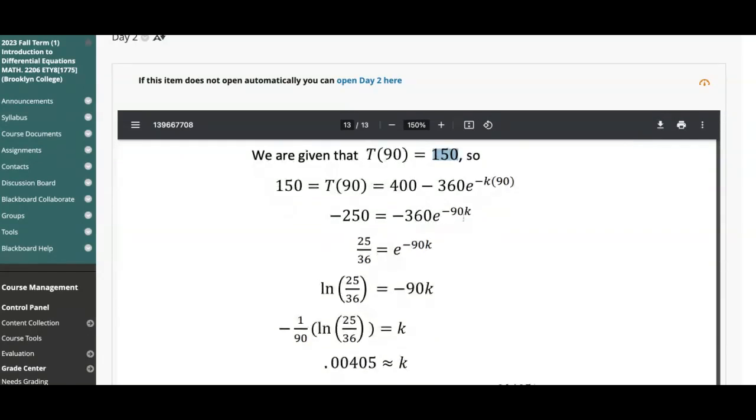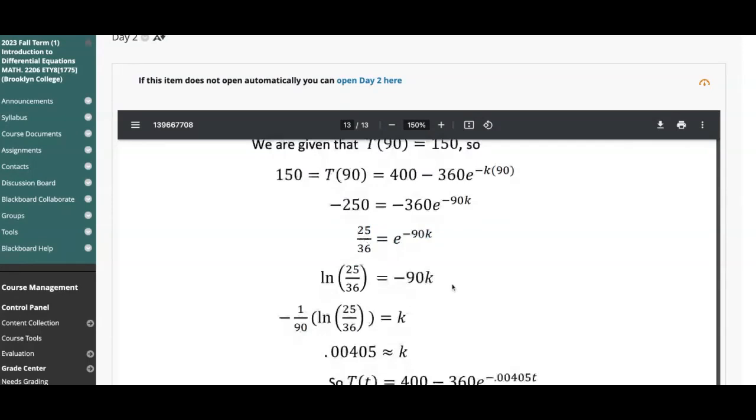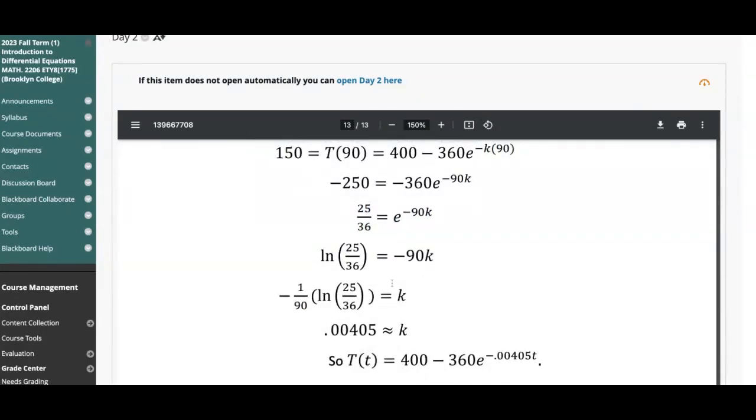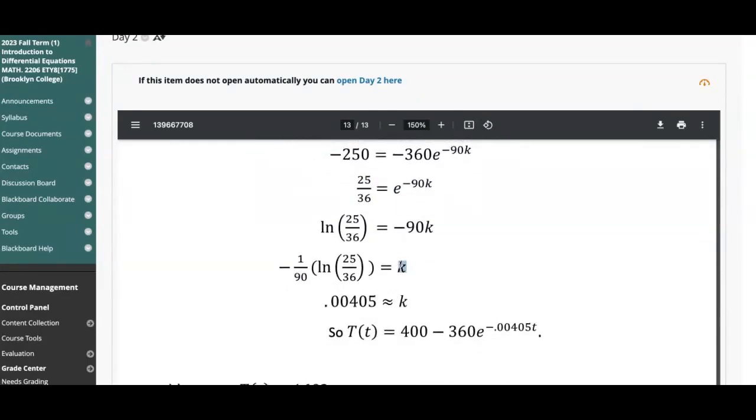So we just plug in 90 for t. Then we get this. We take ln on both sides and solve for k, so k equals this number. So we get a function of T, capital T in terms of time t, equals 400 minus this function.